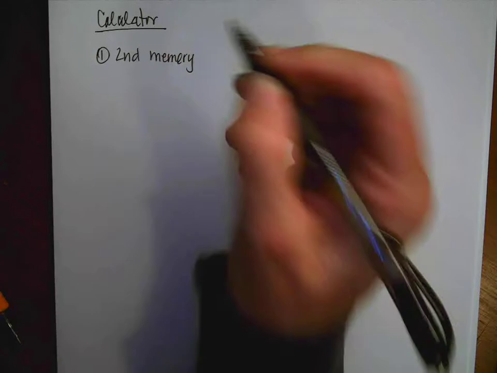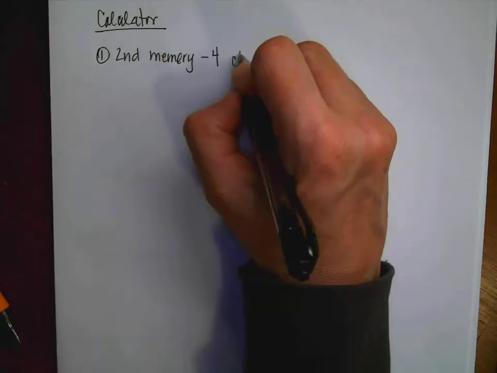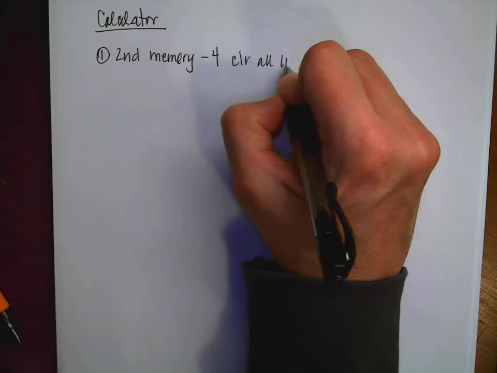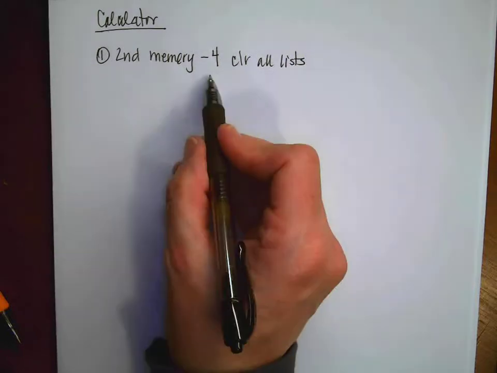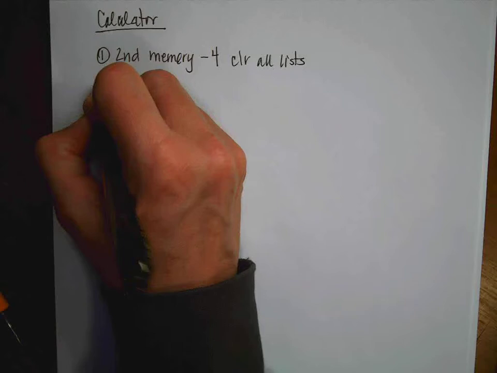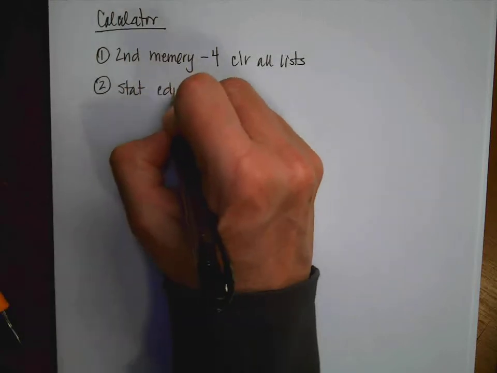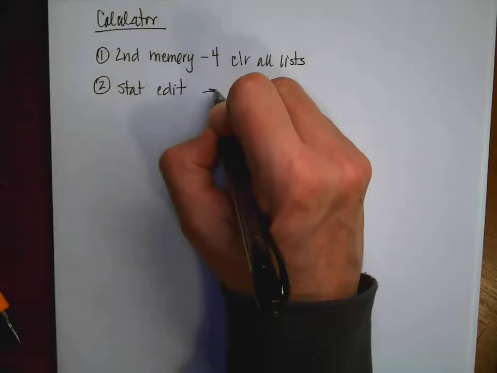So the first step that we're going to do is do a second memory. And I'm going to write the steps down first, and then we'll go back and do it. And I'm going to choose option number 4, which is clear all lists. And this wipes out any data because we want to make sure that we don't write data on top of data, because then that would be bad.